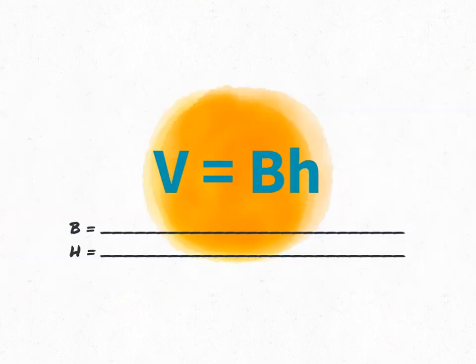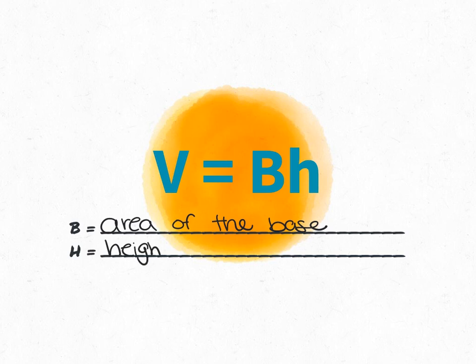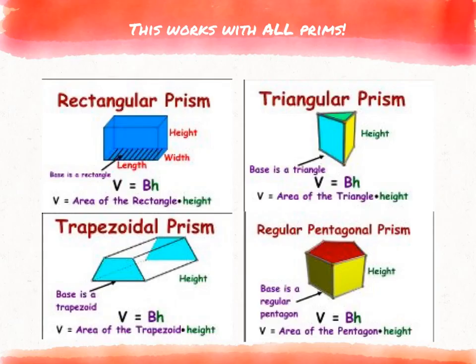So pretty much the entire formula you're going to use for this is volume equals area of the base times height of the prism. So B always stands for area of the base. And H is going to be height of the prism, not height of the base. And this works on any of them.